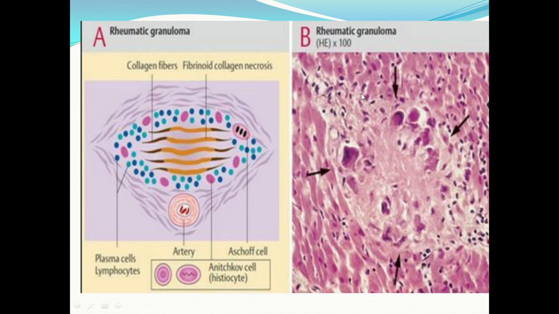In this microscopic image, you can see the rheumatic granuloma in the center. You can see fibrinoid necrosis. Here you can see the Anitschkow cells. It is more or less spindle shaped. Here you can see the multinucleated Aschoff cells. Here you can see the lymphocytes and plasma cells proliferation, and here you can see the collagen fibers. So it's all about rheumatic granuloma formation, and it is more pronounced in the second stage of Aschoff body formation.